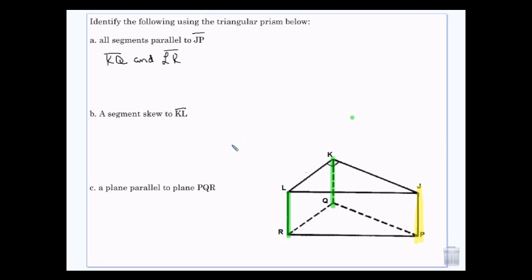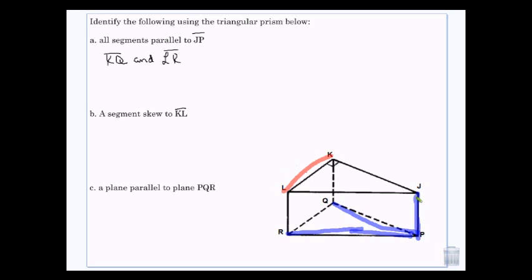Okay. Now, if I say a segment skew to KL, so if I look at KL, yeah, let me just get rid of the highlighting. So KL, and so we said which ones? KQ won't be skew because KQ is going to intersect at K, right? Yeah, QP, because it'll never intersect, but it's not parallel, and RP. We have one more. LJ?